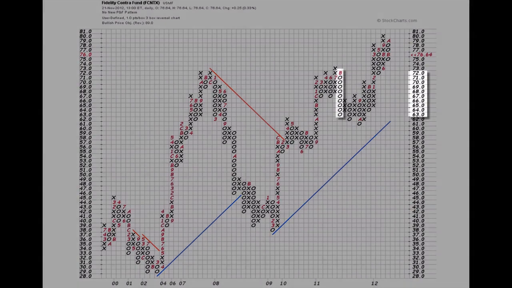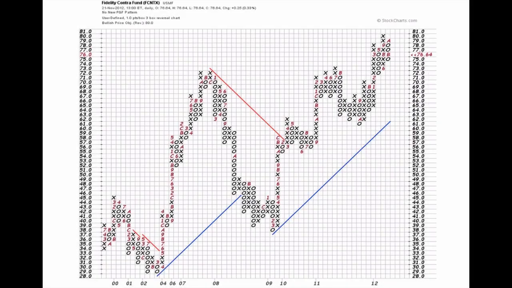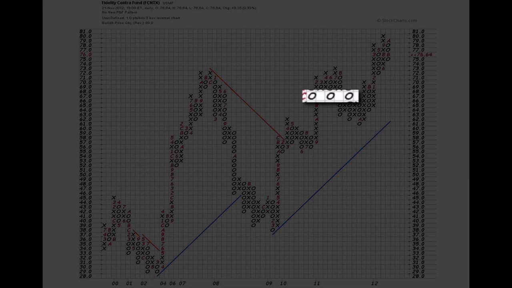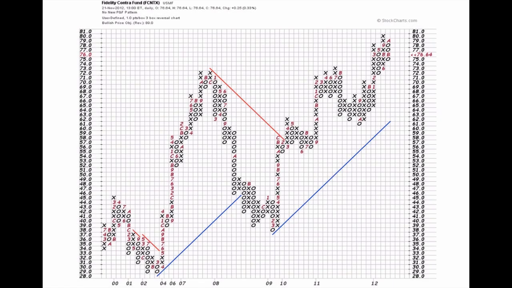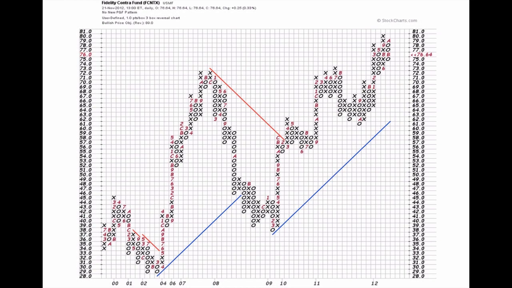Now it gets interesting because when supply returns in August, it's with such power that it completes a 3-box reversal down and continues to drive the price through the near-term support at 67 and continues on to a low of 63. The move below support when the price hit 66 was a technical sell signal.